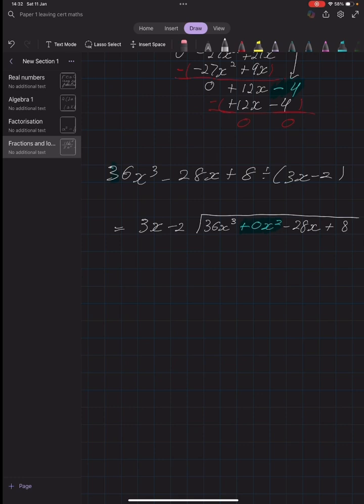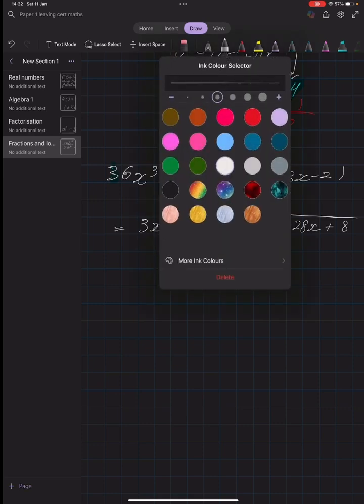Okay? So now, 36x cubed divided by 3x is 12x squared. 12x squared times that is going to be 36x cubed minus 24x squared. Again, minus it off. We get 0 and 24x squared. Again, minus by minus is plus, and therefore it's plus 24. Yep, that's fine.